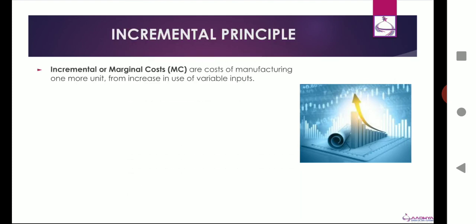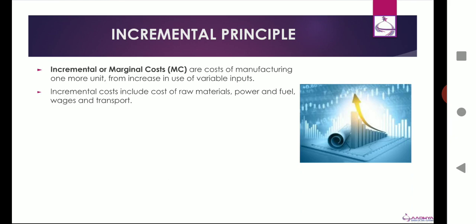Next, incremental or marginal costs are costs of manufacturing one more unit, one extra unit, from the increased use of variable inputs. Why are we saying only variable inputs? Incremental costs include cost of raw materials, power and fuel, wages and transport. So if you want to produce more, we need to use these resources. If we don't use them more, then we cannot produce more. That is inherent in the definition itself.